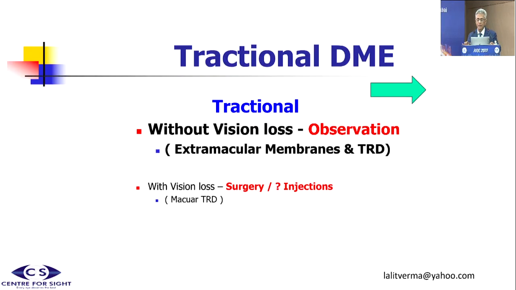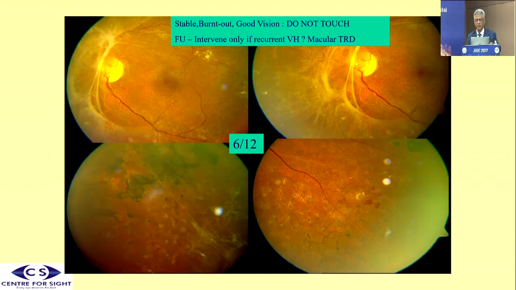So what do you do if you have traction edema without vision loss? Without vision loss, the answer is observation. Do not attempt to remove all the tractions which are there. Ultimately, the function of the eye is vision only. So don't make heroic attempts to remove this traction, which is predominantly nasal here. This patient is best kept under follow-up only, because vision is pretty good.